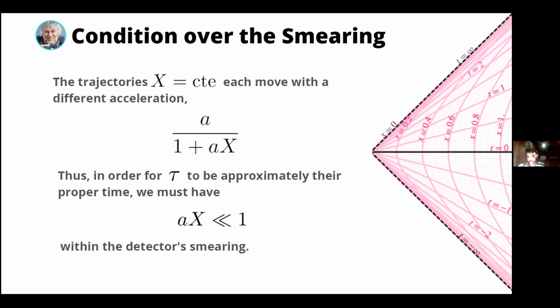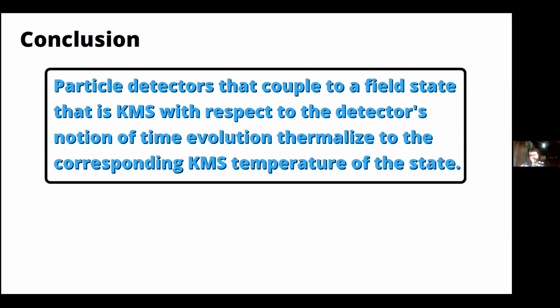So you see, although this bit of the detector experiences a different temperature because it undergoes a different acceleration, still, if the detector is small enough, within the detector's smearing it will be true that everyone will be accelerated approximately with acceleration A. And then we're fine, it will thermalize to A divided by 2 pi and not any other temperature. So again, this condition over the smearing is very important. And this is the end of the presentation.